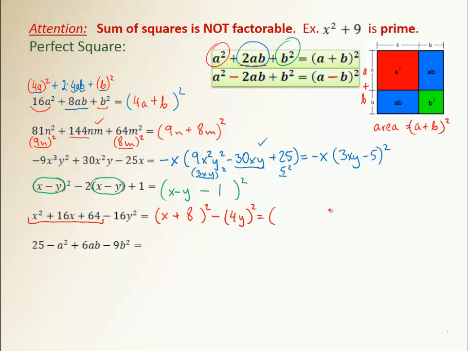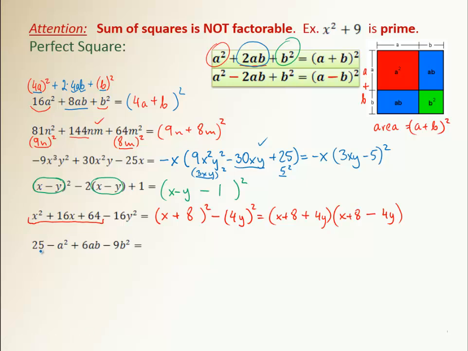So let's prepare 2 brackets. And using the difference of squares formula, copy the first term, x plus 8, under the square, and then copy the last term under the square. In between, you use 1 plus and 1 minus.